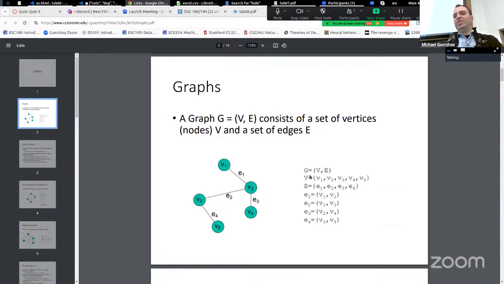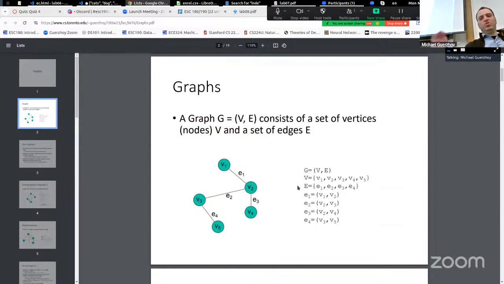In set theory notation, you could say that the graph is a tuple with a set of vertices or nodes. You can say vertex or you can say node, and a set of edges. And then you have the vertices and you have the edges, and each edge is itself a tuple with 2 nodes.